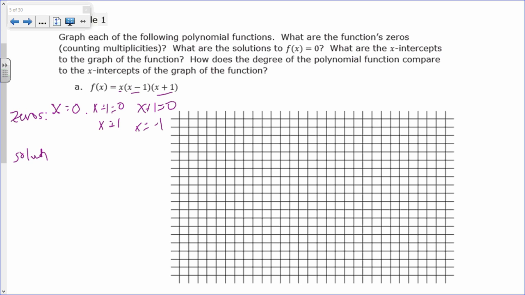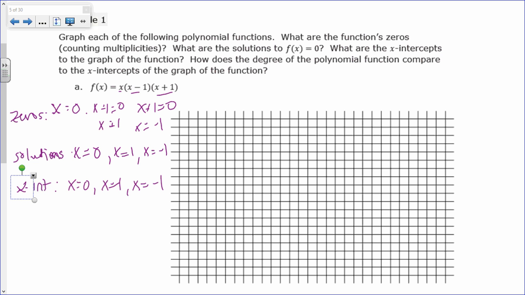So my solutions are x equals 0, x equals 1, x equals negative 1, and my x-intercepts are x equals 0, x equals 1, x equals negative 1, because we have said time and time again that our zeros, solutions and x-intercepts are all the same.